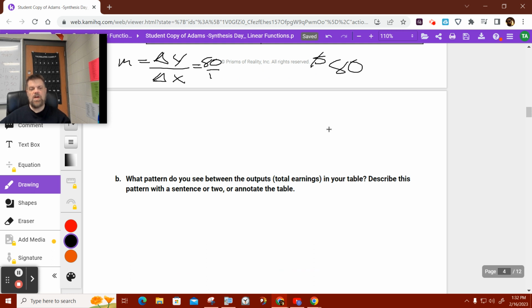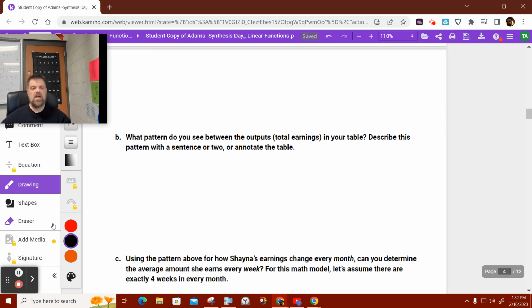So it says, what do you see the pattern of the outputs being? Describe it. She makes $80 per month. That's her unit rate per 1 month.